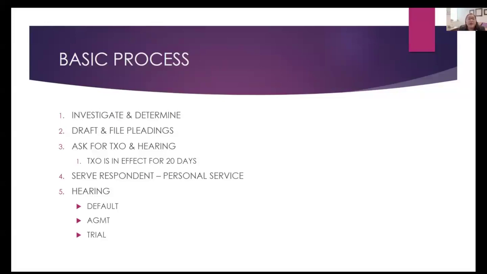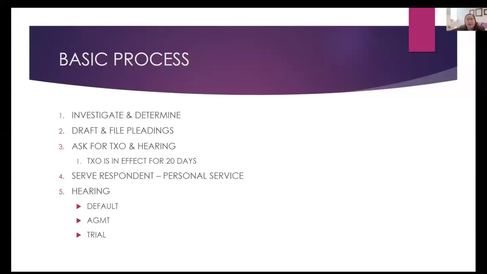As far as your hearing, the respondent, after being served, does not necessarily have to show up. You can move for what's known as a default, or if the offender shows up, you can try to pursue an agreement. And if he or she does not want to agree to the protective order that you've proposed, you would proceed with the trial. Those are the three outcomes if the respondent has been served.